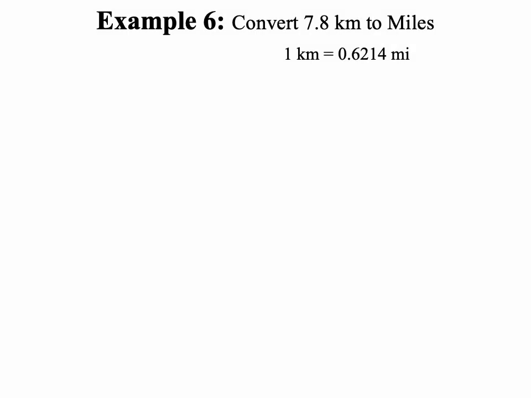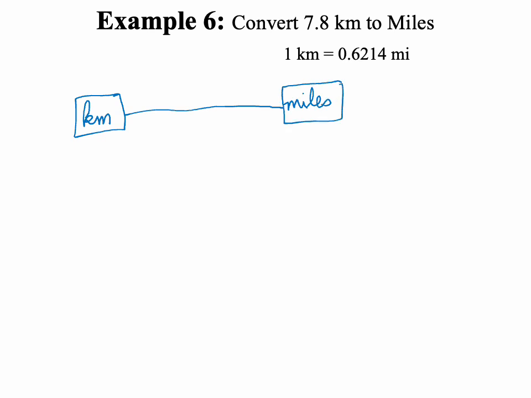Let's try one more question. Convert 7.8 kilometers to miles, and this is the conversion factor that's given to you. What's given to you is kilometers, so I'll put it on the left side of my page. What I want is miles, so that goes on the right side. And the conversion factor that relates the two is given to you: 1 kilometer is 0.6214 miles. It does not necessarily mean this has to be 1 or the other one has to be 1. Use whatever conversion factor you remember.